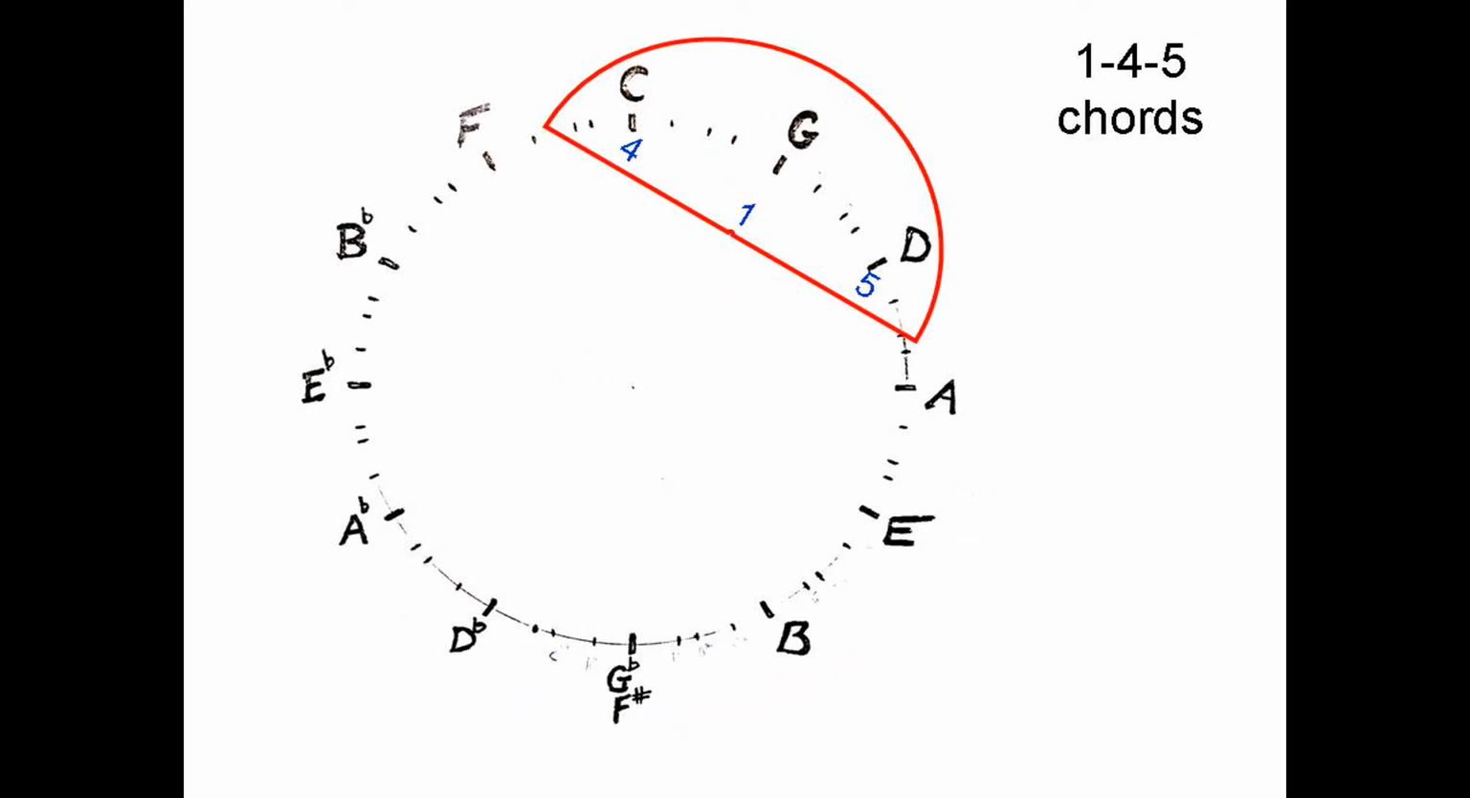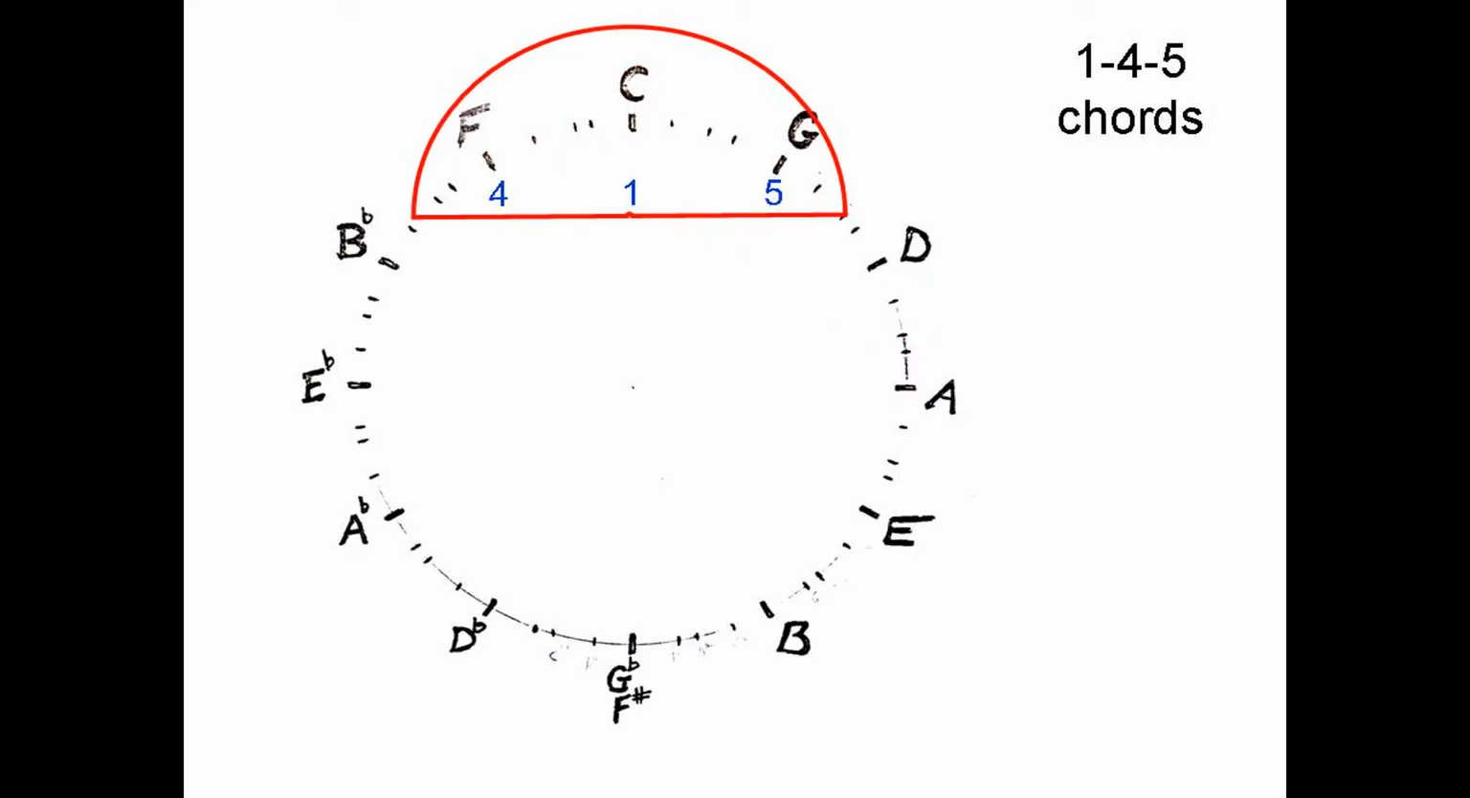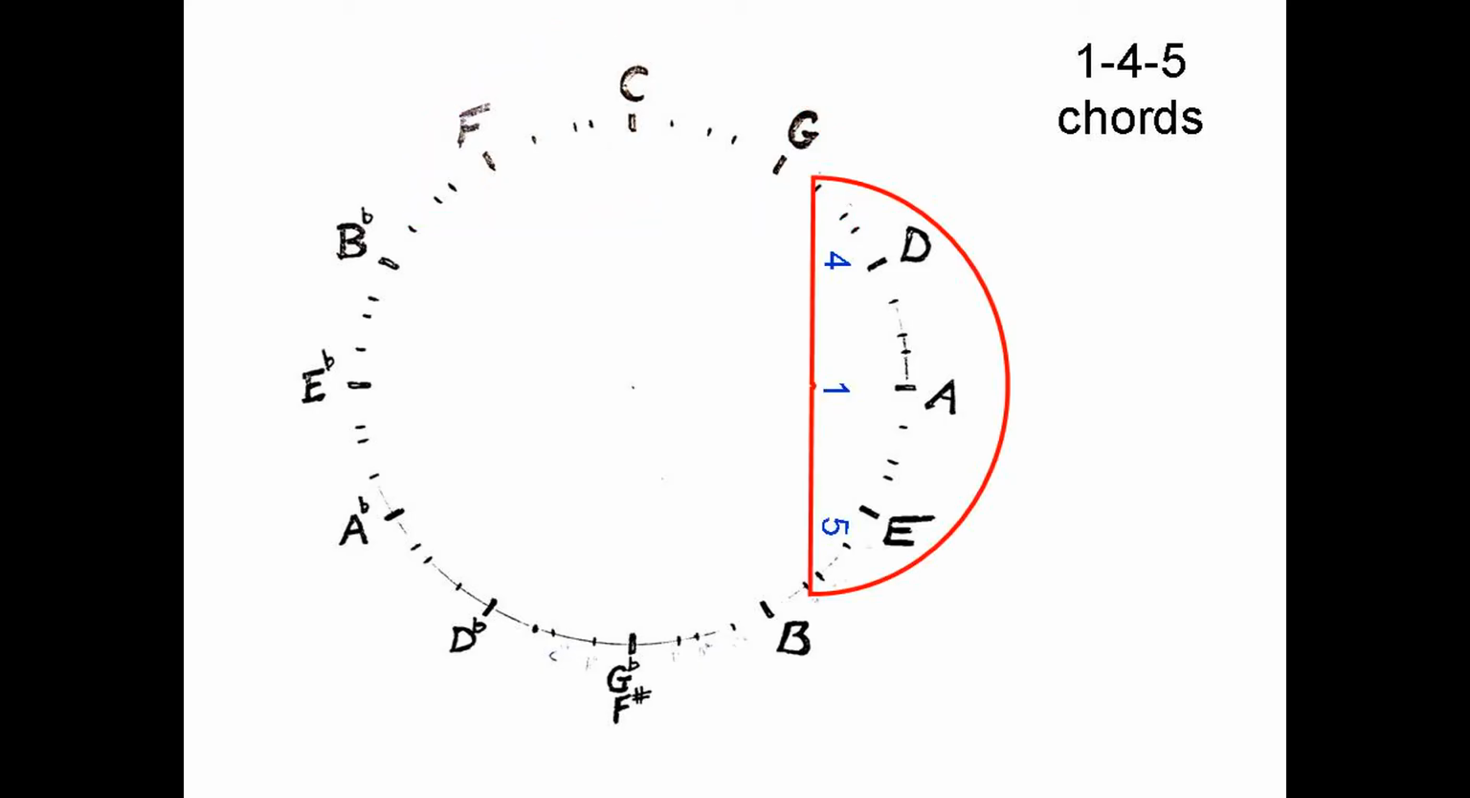Another interesting thing to notice is what we call the 1-4-5 chords. Most bluegrass songs and all of the blues songs have these 3 chords. Notice these 3 chords are lying next to each other in any key. In the key of C we'll have C, F and G. In the key of A we'll have A, D and E, and so on.